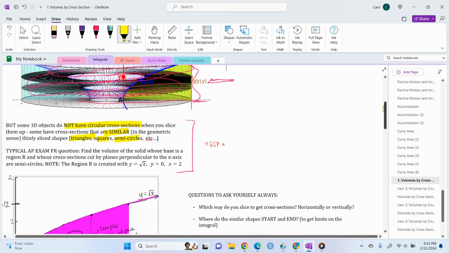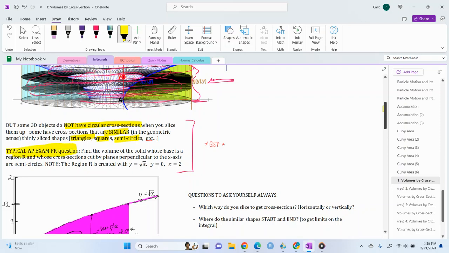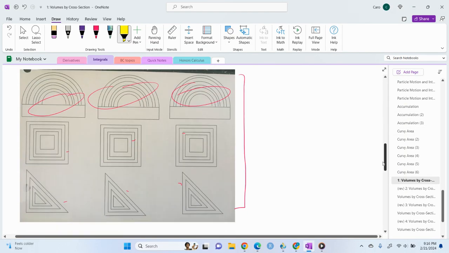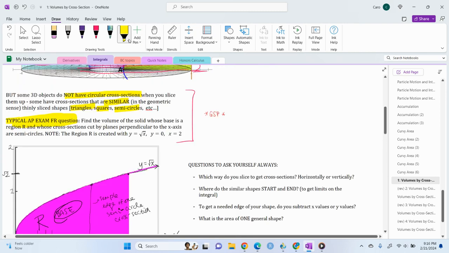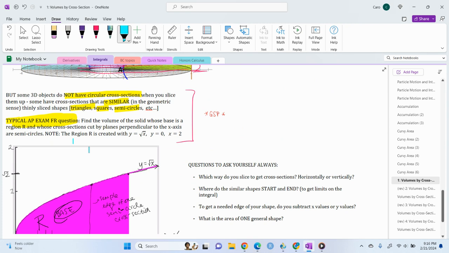All right, so a typical AP exam question will sound something like this. So why don't you jot this down? And we're going to use the same exact base for all of these, but we're going to do 3 different cross-sectional shapes: a semicircle, a square, and a right isosceles triangle. Okay, so right here, this is the problem we're going to consider. What if we have finding the volume of the solid whose base is a region R and whose cross-sections cut by planes perpendicular to the x-axis are semicircles. The region R is created by root x, y equals 0, x equals 2.